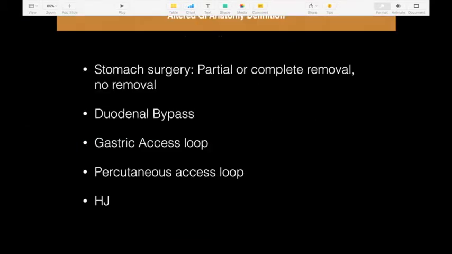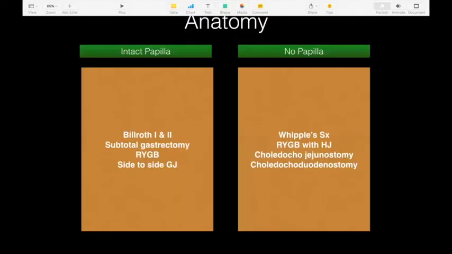So, definition of altered anatomy is a stomach. Either there's a stomach surgery which is partial or complete removal of stomach, or there is no removal. Then there is a duodenal bypass. Either there is creation of a gastric access loop, or there is a percutaneous access loop, or patient has an altered CBD, that is hepaticojejunostomy.